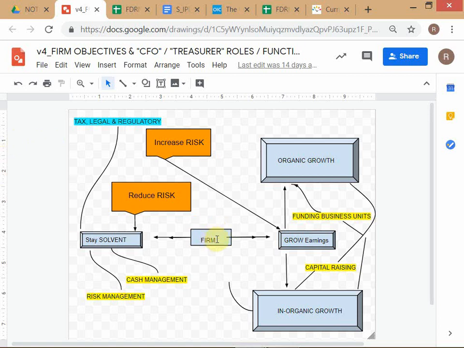So here you see the firm. What I'm trying to show here is that every firm is caught in a tussle between trying to make a return. These are all for-profit organizations. This shows the competing objectives of the firm. On the one hand, it has to grow earnings. Is this clear? One of the objectives of the firm obviously is to grow earnings.